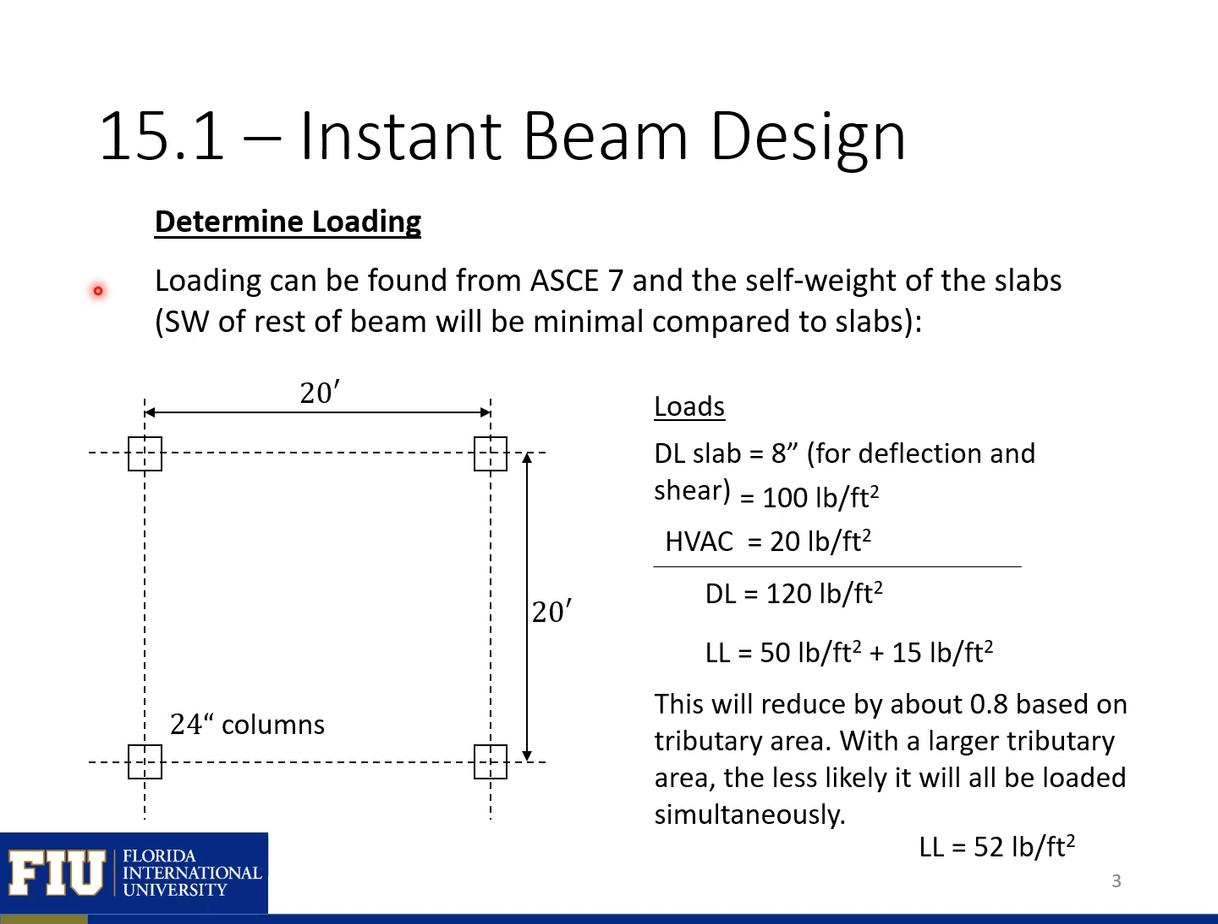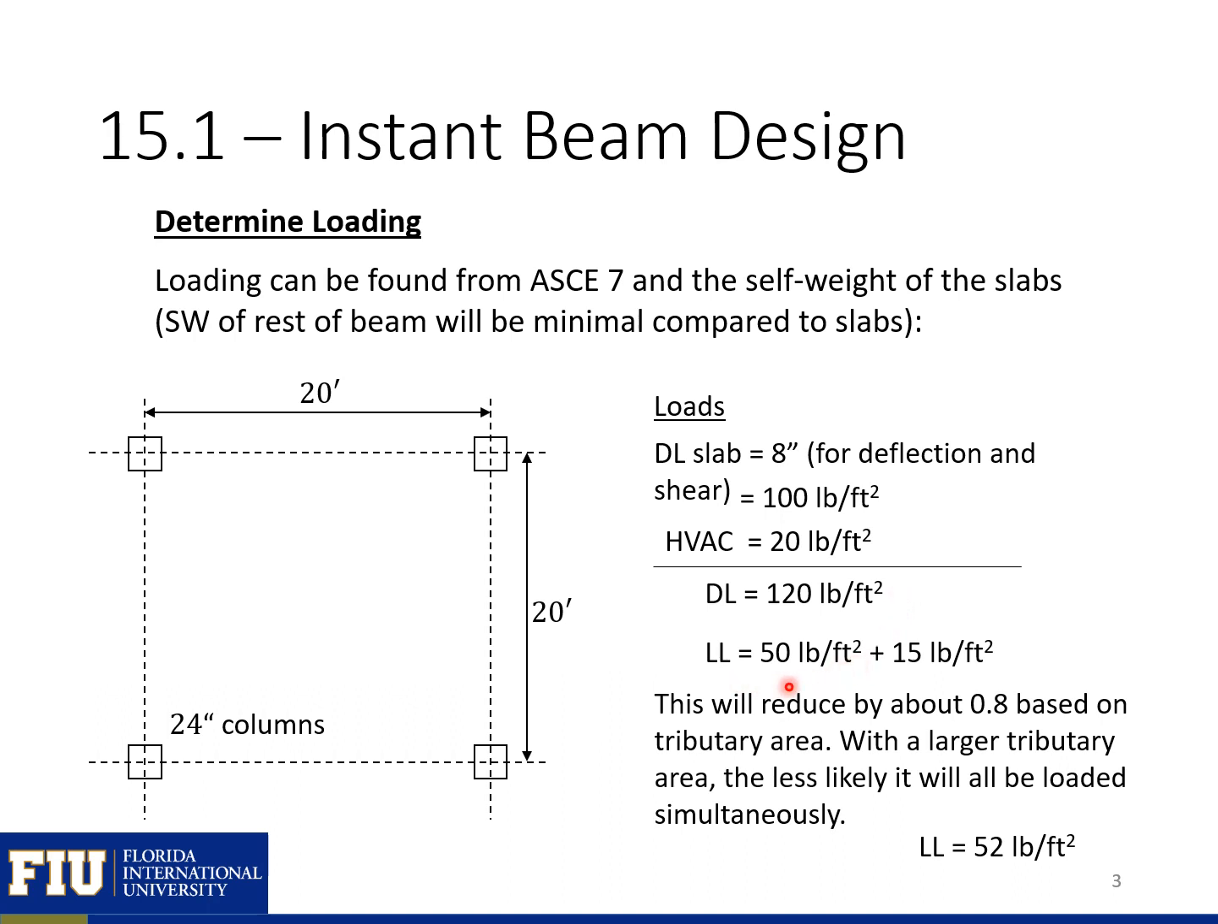So the first step is to determine our loading. Our loads can be found using ASCE 7. We'll have our dead load from our slab, which we'll assume is 8 inches for deflection and shear, and that gives us about 100 pounds per square foot. We have our HVAC load of about 20 pounds per square foot, giving us a total dead load of about 120 pounds per square foot.